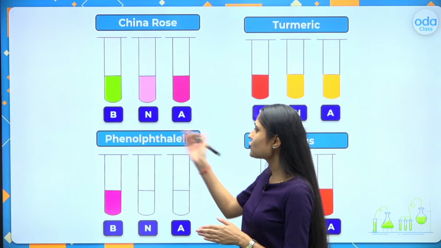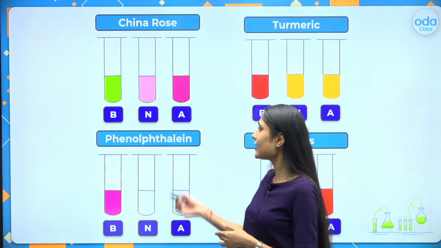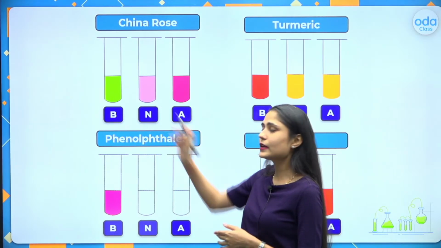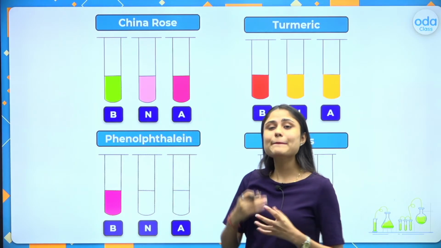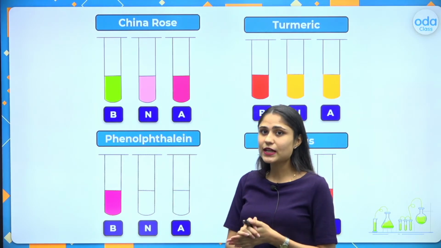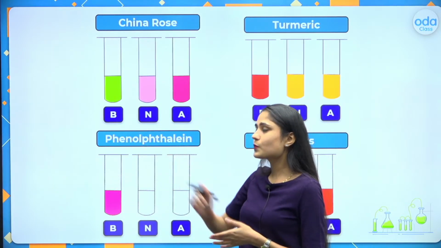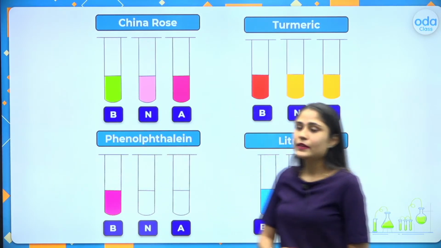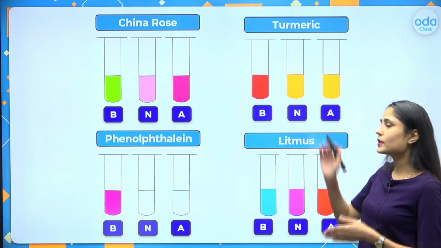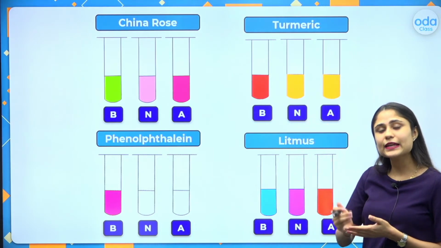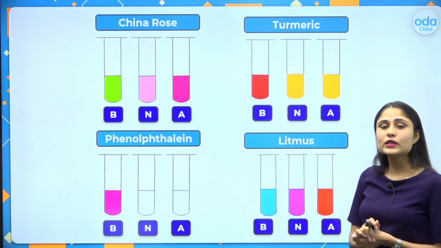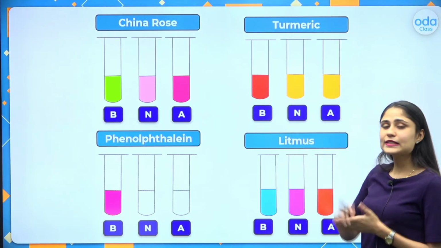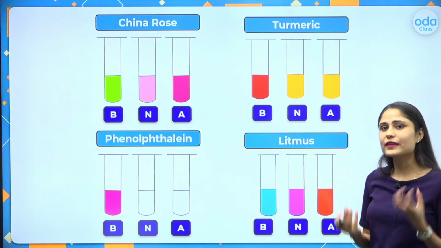In the case of China rose, in neutral its color is light pink. When we add it to acids, it will be bright pink or magenta in color. And when we add it to base, it will be green in color. Then let's come to turmeric. In neutral, it is yellow. In acid, it retains its yellow color. But when it comes in contact with a base, it will turn red in color. It will indicate a base by a red color.